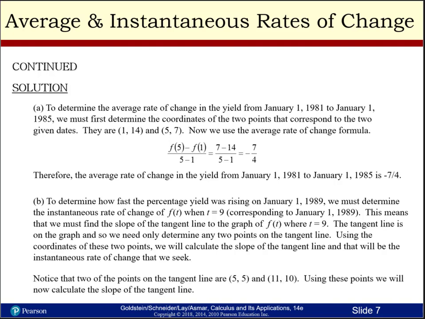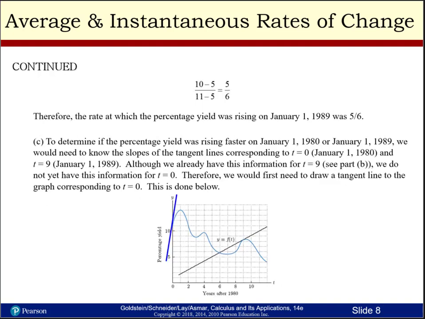So notice that the 2 points of the tangent line that we're picking are (5, 5) and (11, 10). Notice the slope of that tangent line, looking at those 2 points, where we chose t equals 11 and t equals 5. We got those 2 points, and we found that the average rate of the percentage yield rising on January 1st, 1989 was 5/6, with just that slope.